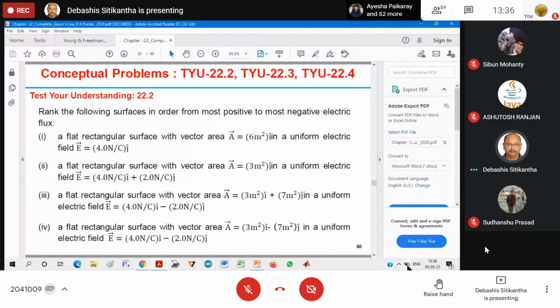Come on, do it. So you have the E vector, you have the A vector. Now you can easily find out the flux by writing E vector dot A vector. And I have already told you in the first class, in the introduction classes, how to carry out these types of problems. Okay, start solving.